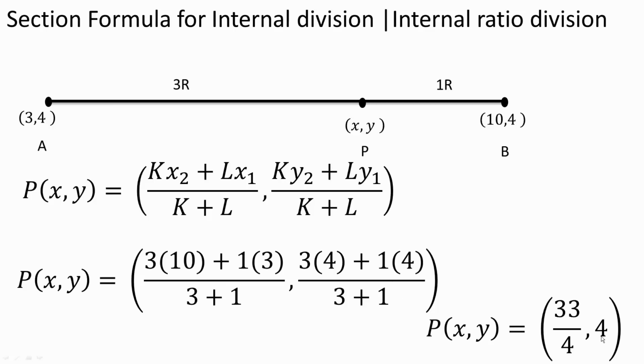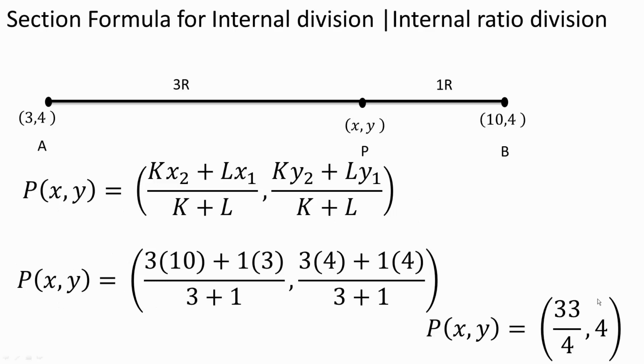And it's kind of important, why is the y value the same? Well, think about it. A's y value is 4, B's y value is 4, so it's a horizontal line, so the y value won't change. The x value is dependent on this ratio.